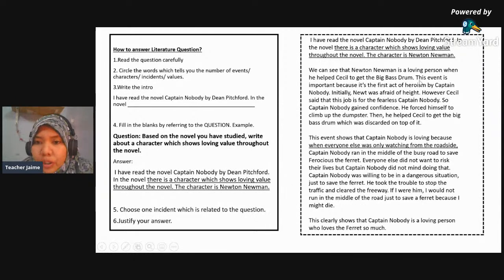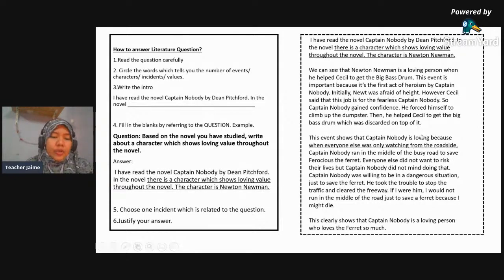This event is important because it is the first act of heroism by Captain Nobody. Initially, Newt was afraid of height. However, Cecile said that the job is for the fearless Captain Nobody. So Captain Nobody gained confidence. He forced himself to climb up the dumpster. Then he helped Cecile to get the big bass drum which was discarded on top of it.